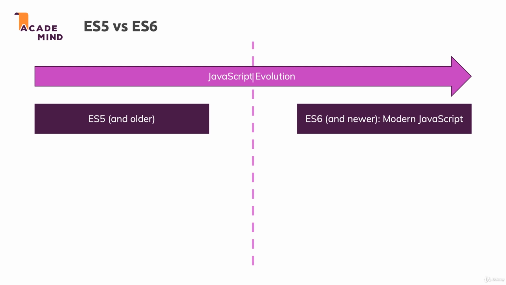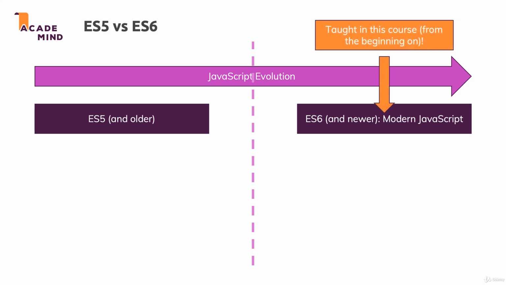ES6 was another major mark in the development of JavaScript, and since then more features have been added. We just don't have these striking new version numbers. Instead, now it's more of an incremental process where we have basically small advancements that are integrated by browser vendors step by step. So ES6 and later is what this course teaches from the beginning on.